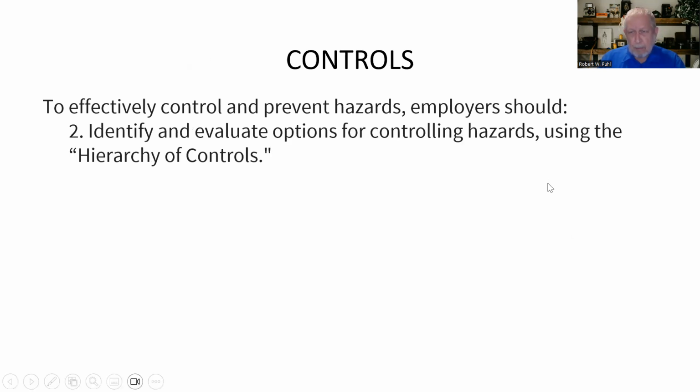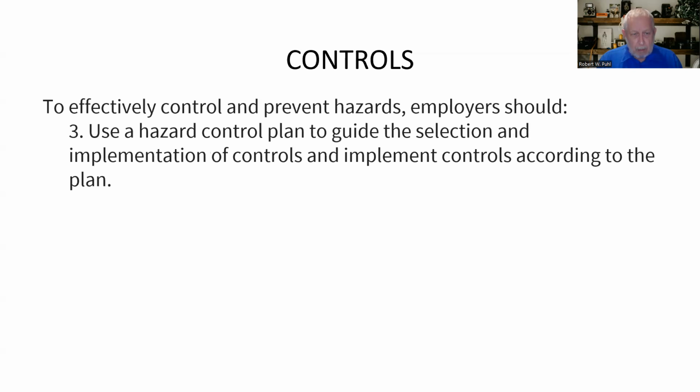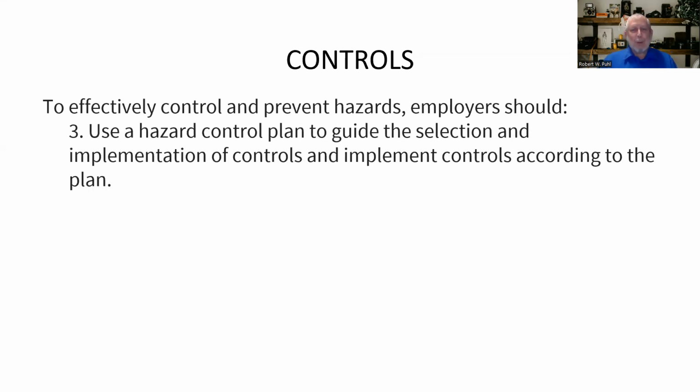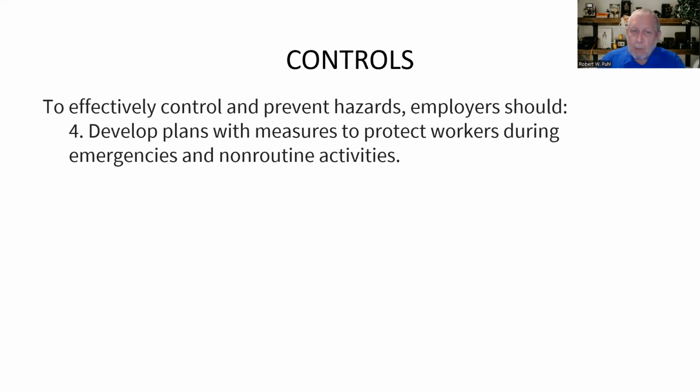To effectively control and prevent hazards, employers should identify and evaluate options for controlling hazards using the hierarchy of controls, which we'll talk about. Use the hazard control plan to guide the selection and implementation of controls, and implement controls according to the plan. Develop plans with measures to protect workers during emergencies and non-routine activities. Those have to be taken into account too.